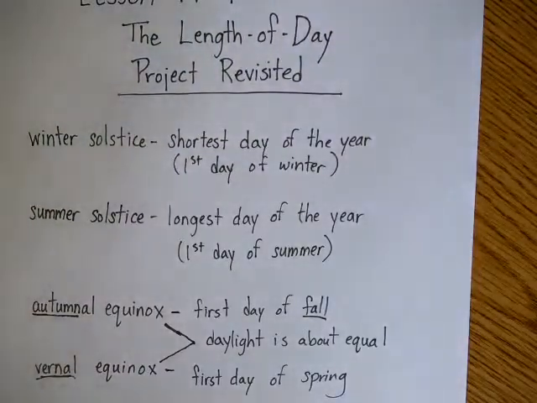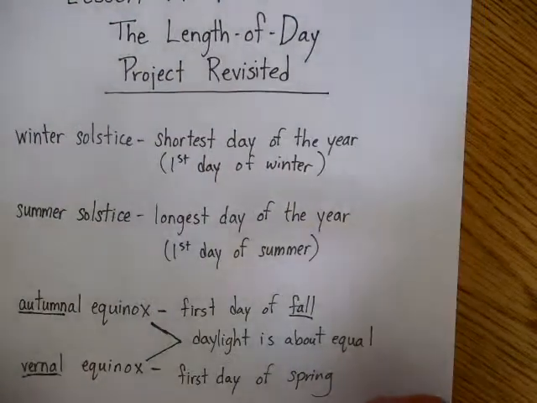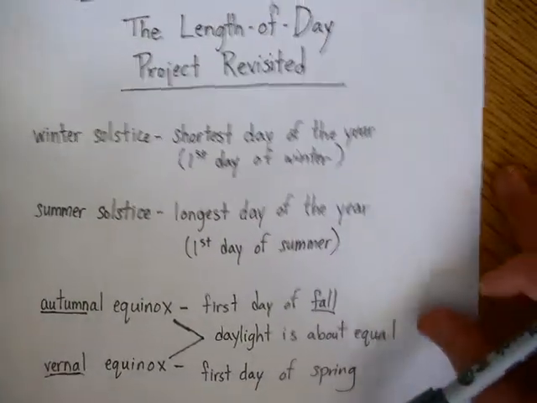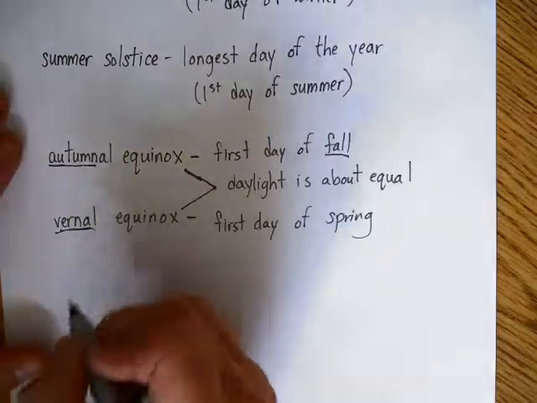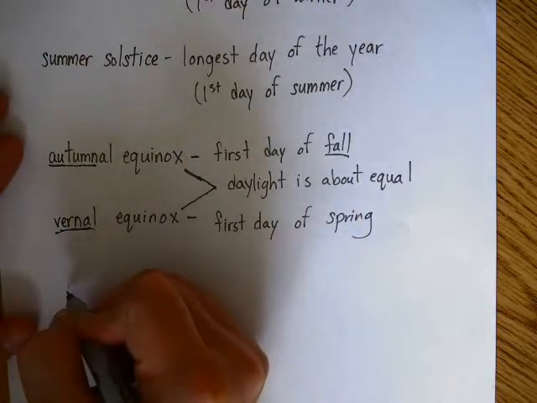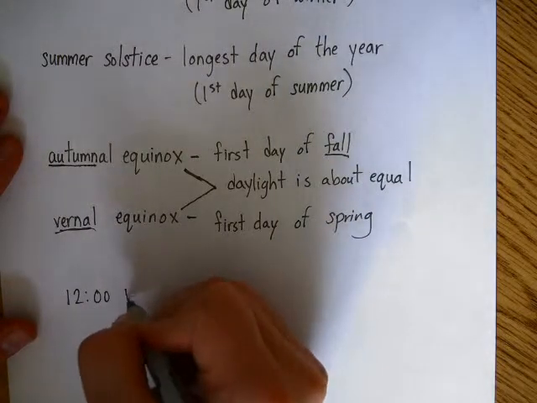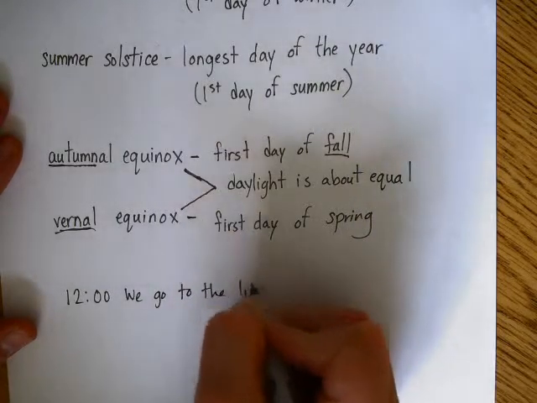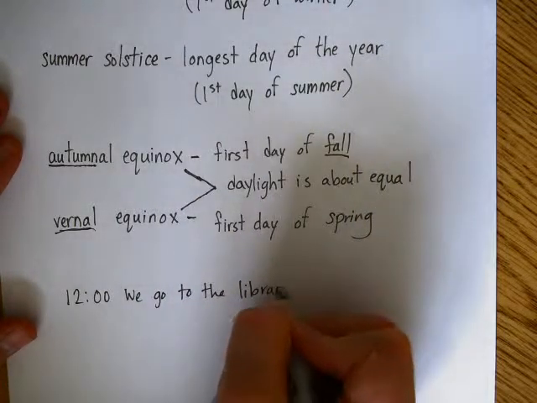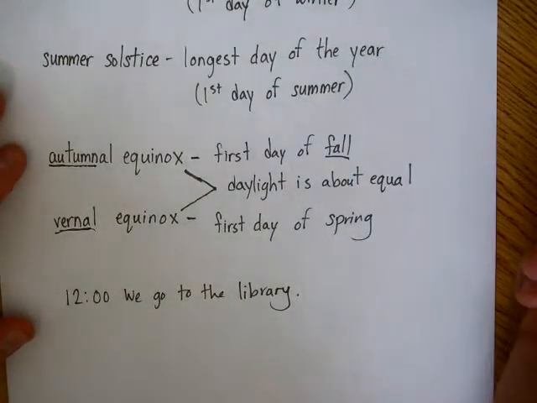And what we want kids to be learning in today's lesson is to be able to use addition and subtraction to solve problems when we're talking about time. So, for example, if we say something like, at 12 o'clock we go to the library, and then after 1 hour and 15 minutes, we're going to go eat lunch. What time are we going to go eat lunch?